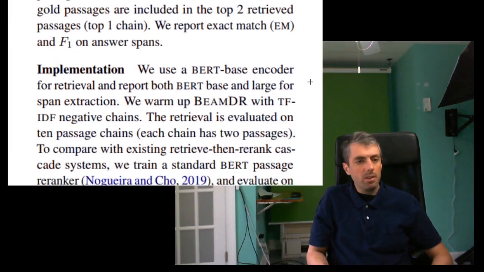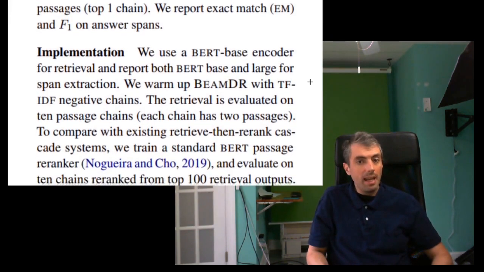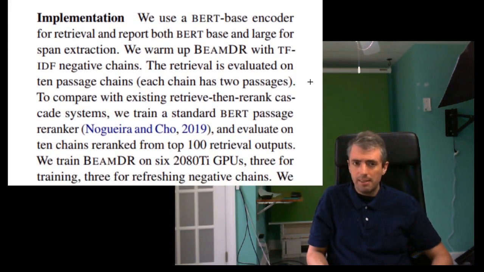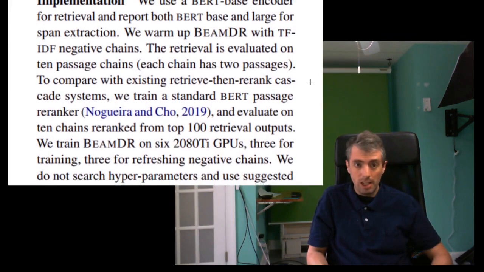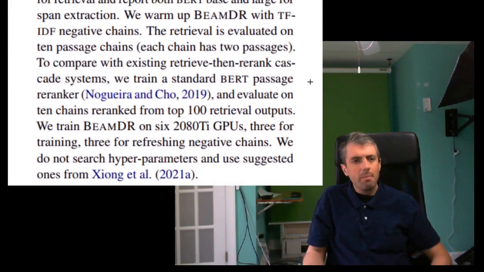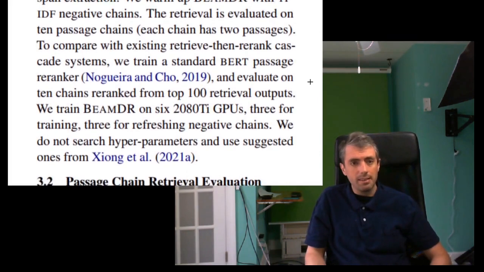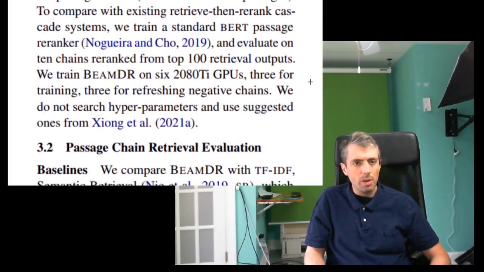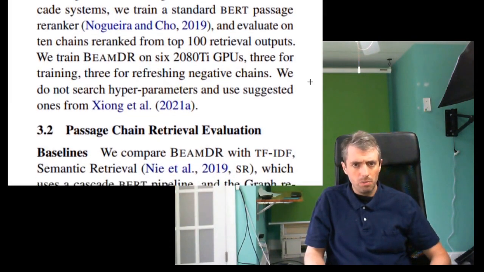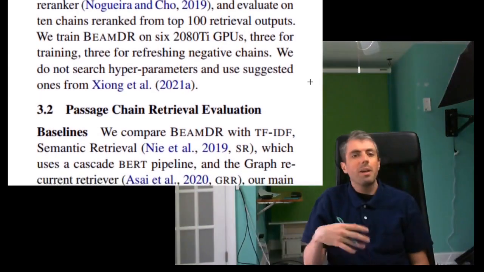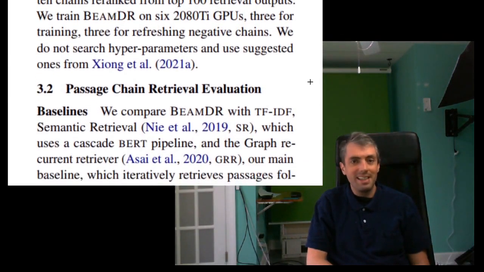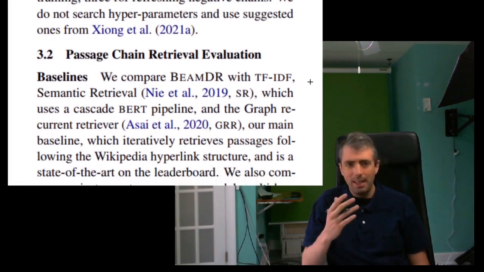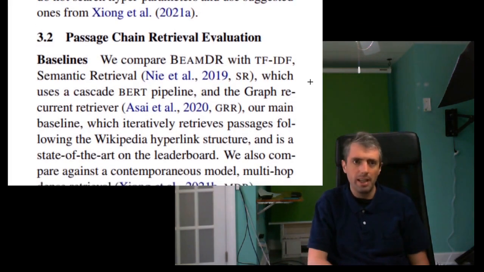We use a BERT-based encoder for retrieval and report both BERT-base and large for span extraction. We warm up BeamDR with TF-IDF negative chains. The retrieval is evaluated on 10 passage chains. Each chain has 2 passages, to compare with existing retrieve and re-rank cascade systems. We train a standard BERT passage re-ranker and evaluate on 10 chains re-ranked from top 100 retrieval outputs. We train BeamDR on 6 2080 Ti GPUs, 3 for training, 3 for refreshing negative chains. We do not search hyperparameters and use suggested ones from Xiong et al.